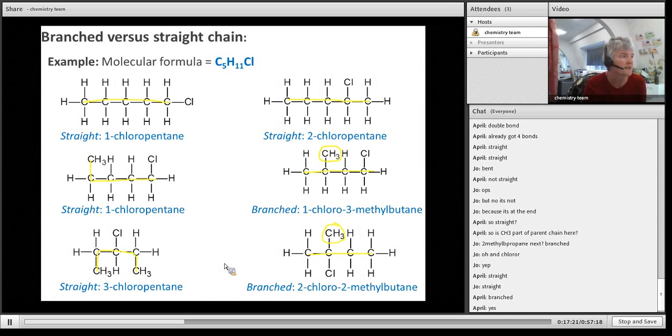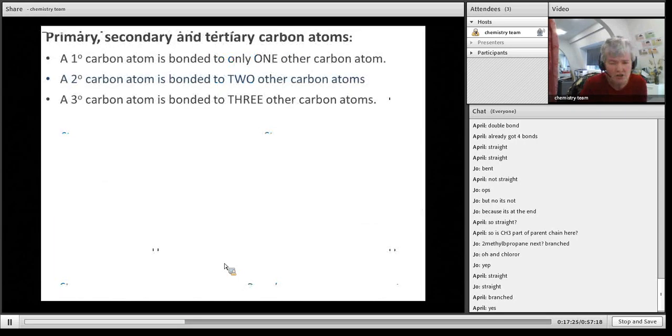Okay. Right. Now this is a revision of what you did last year, but you also need it for this year. Do you know the difference between primary, secondary, and tertiary?